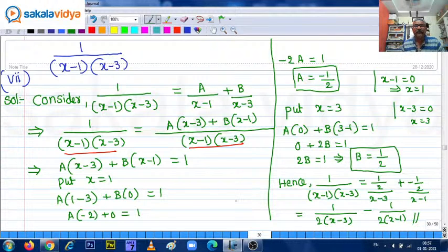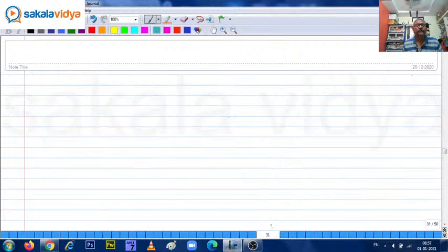So now let us move to type 2, the new method. Type 2. This is very important. Please note down, this is type 2. This is a very important question. Type 2.